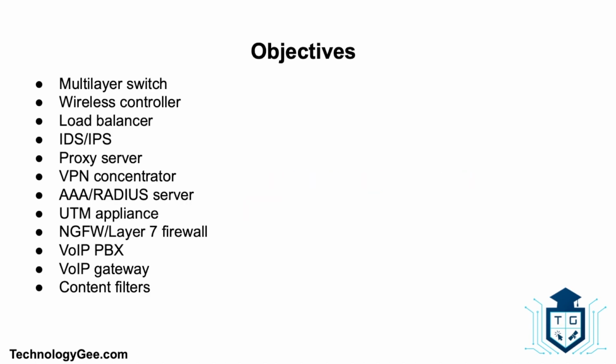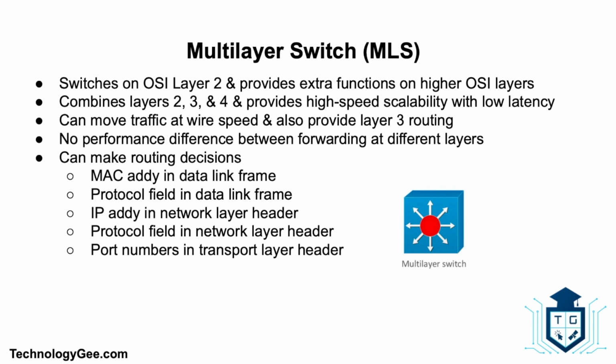In this video, you're going to learn about advanced networking devices such as multi-layer switches, wireless controllers, load balancers, IDS and IPS, proxy servers, VPN concentrators, AAA RADIUS servers, UTM appliances, NGFW layer 7 firewalls, VoIP PBXs, VoIP gateways, and content filters. Let's talk about the multi-layer switch.